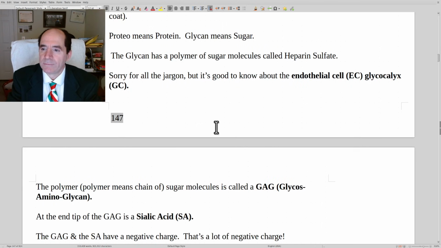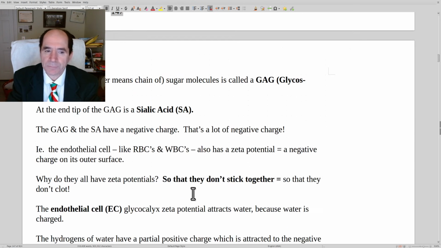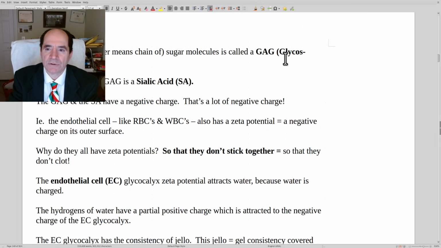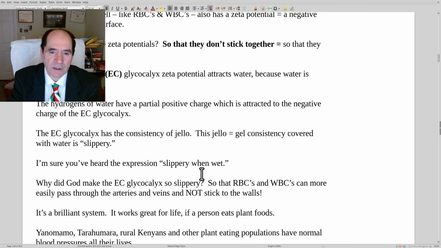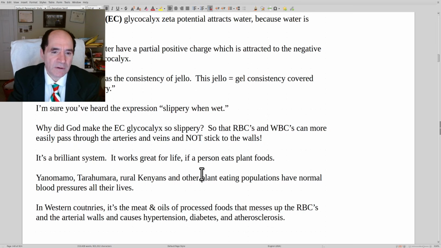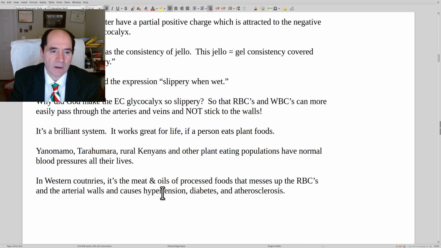Okay. So usually I would abbreviate it EC for endothelial cell glycocalyx. Sometimes I'll even abbreviate it ECGC. Okay. And the polymer of sugar molecules attached to it are called glycosaminoglycans. You don't necessarily need to know all of this vocabulary, but just so you've heard it once and just remember it's associated with glycocalyx, that's good. The purpose of the zeta potential is so things don't stick together. We talked about all this stuff.